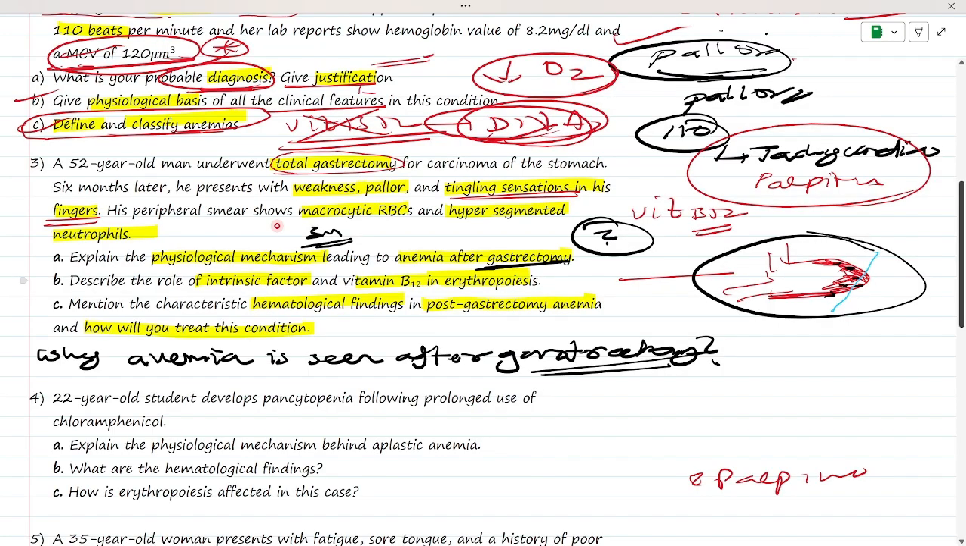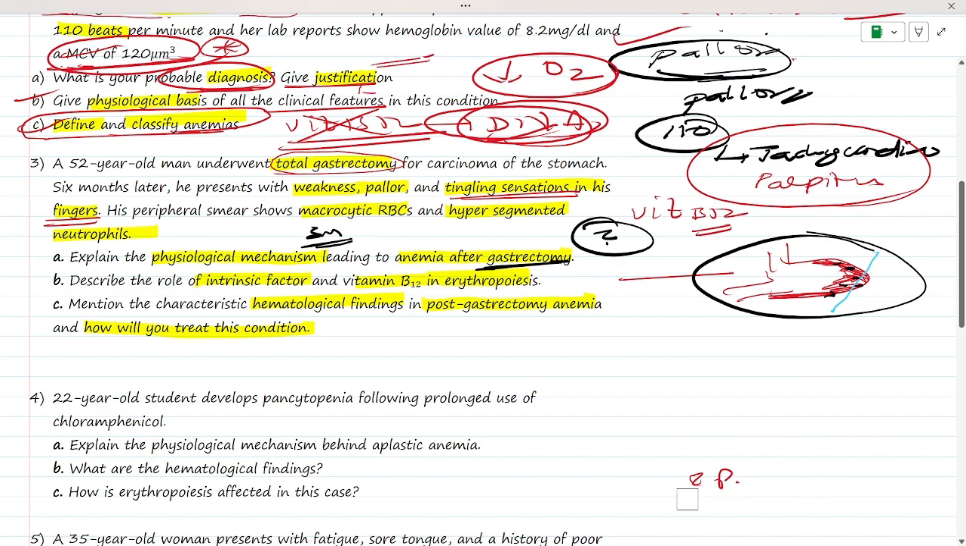What are the hematological findings? In the question only, they have mentioned that the RBCs are macrocytic. That is, the MCV will be increased. So that is one of the hematological findings. And when we talk about hematological findings in anemia, especially, erythropoietin levels are always elevated in any type of anemia.